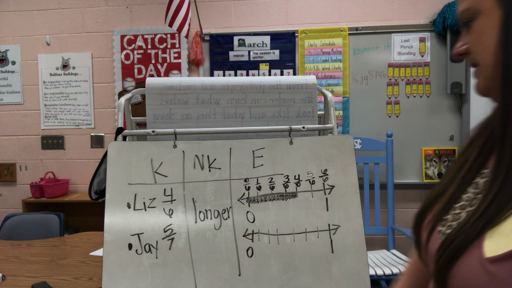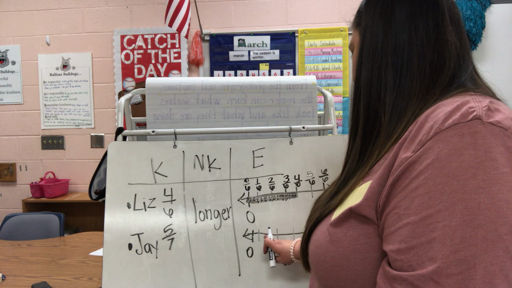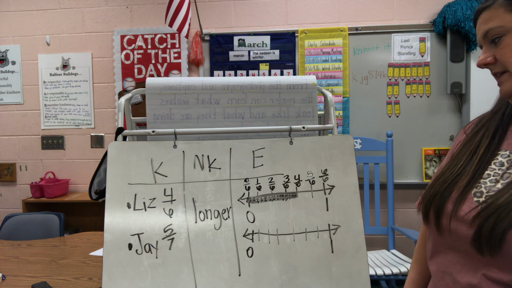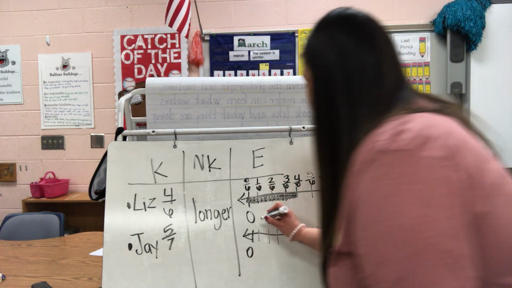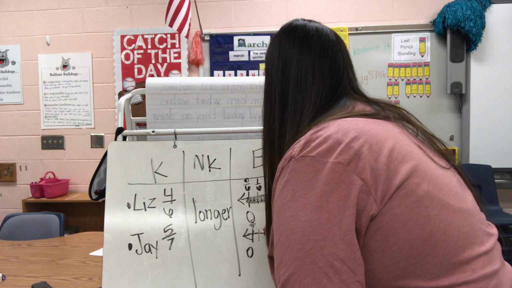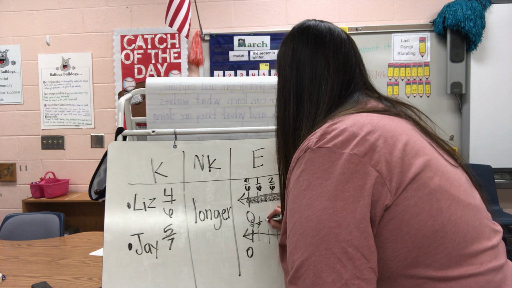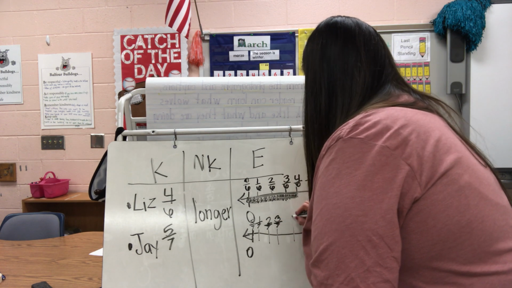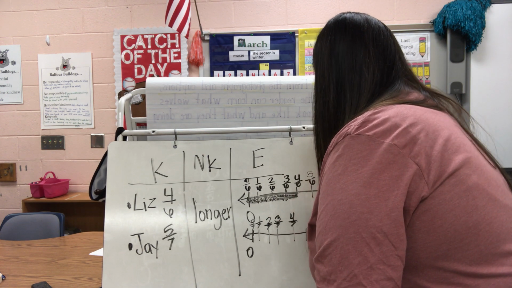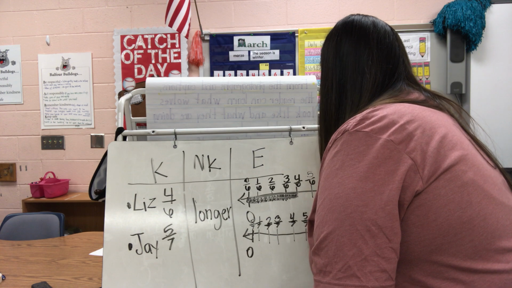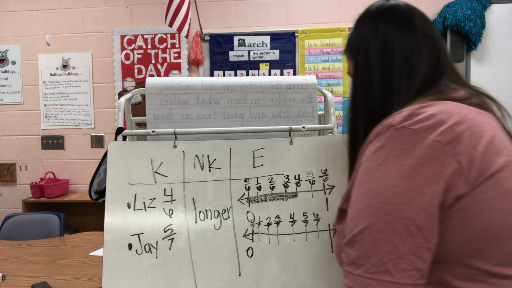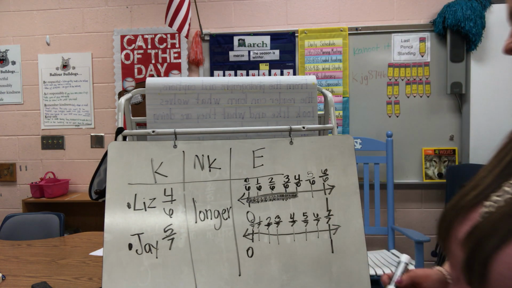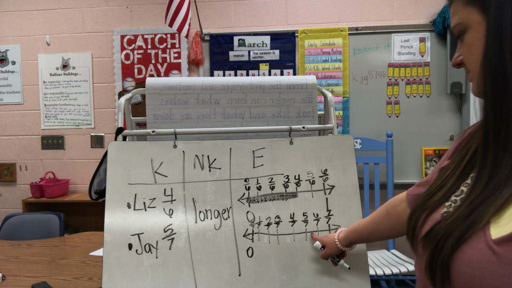Now I can count to make sure I have sevens. 1, 2, 3, 4, 5, 6, 7. Now I'm ready to label my fractions. 0 sevenths, 1 seventh, 2 sevenths, 3 sevenths, 4 sevenths, 5 sevenths, 6 sevenths, and 1 whole would be equivalent to 7 sevenths. Now I need to label my 5 sevenths.